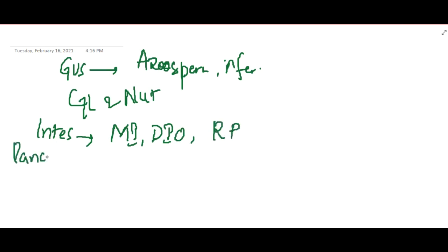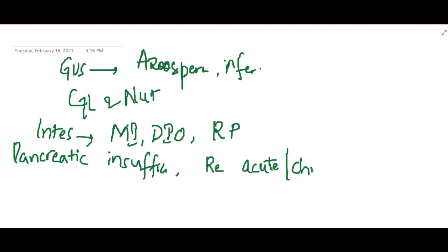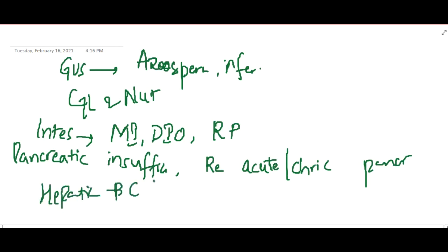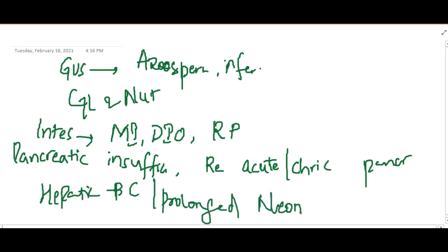In the pancreas, pancreatic insufficiency will occur, that is decreased hormones, and recurrent acute or chronic pancreatitis can occur. Then we have the hepatic system, where there is biliary cirrhosis or prolonged neonatal jaundice. There can also be nutritional issues like failure to thrive, hypoproteinemia, or even vitamin deficiencies.